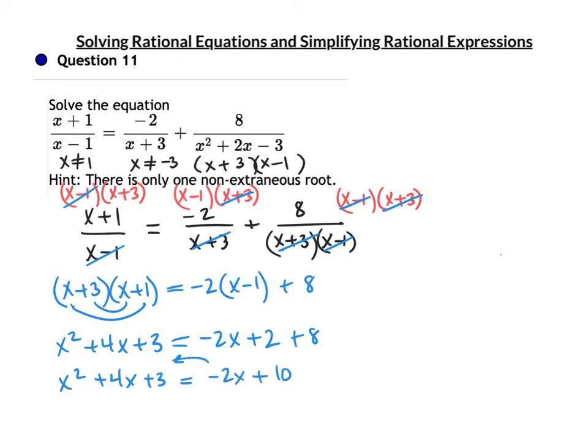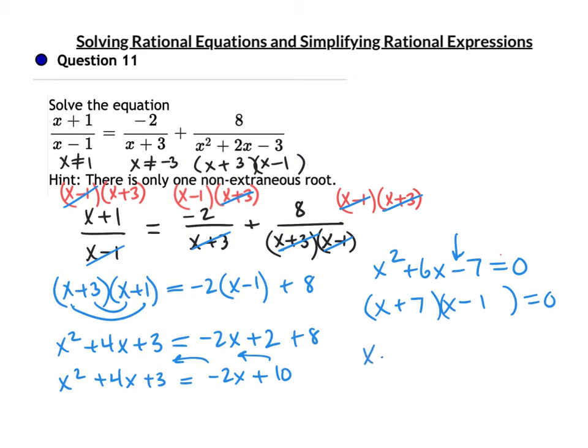Now we're going to move that negative 2x over and this 10 over, get it equal to 0. That's how we solve a quadratic. This becomes x squared, and we add 2x to both sides, so plus 6x. And we subtract 10 from both sides, that's minus 7 equals 0. This factors because there are factors of 7 that subtract to 6, or factors of negative 7 that add to positive 6. It's a plus and minus to make negative 7, and it's positive 7 times negative 1.